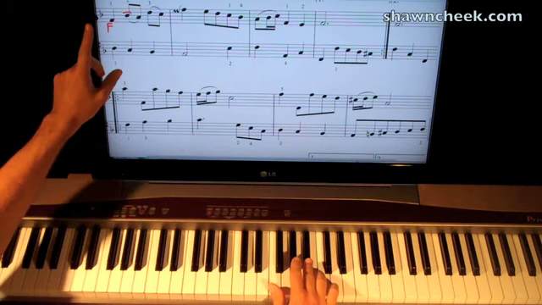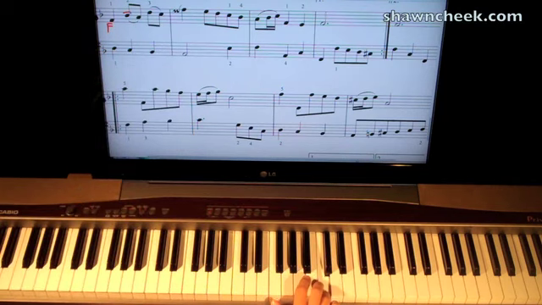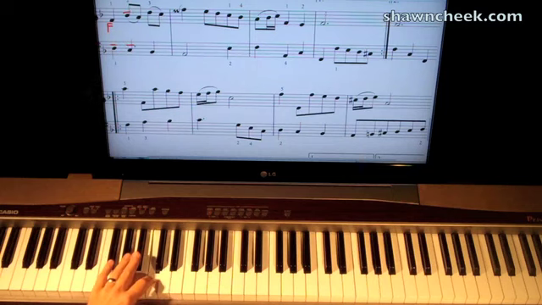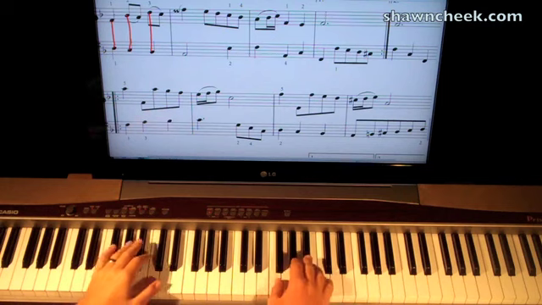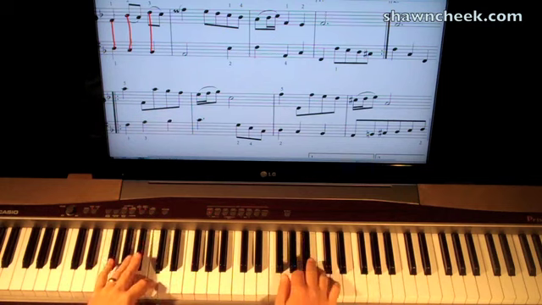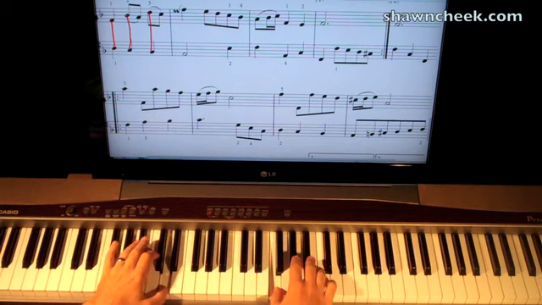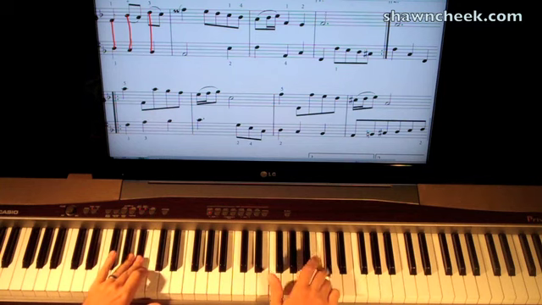So 1 and 2. Let's look at the left hand now. Start with a D, C, B flat. So you got to flat that one, okay? Now we put our hands together. And then we have 1 and 2 and 3 and again. 1 and 2 and 3.